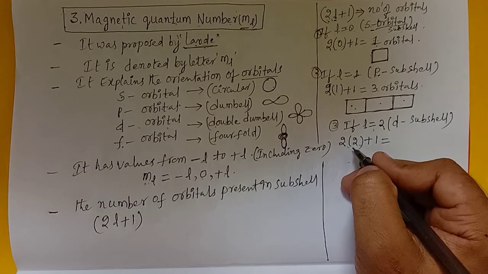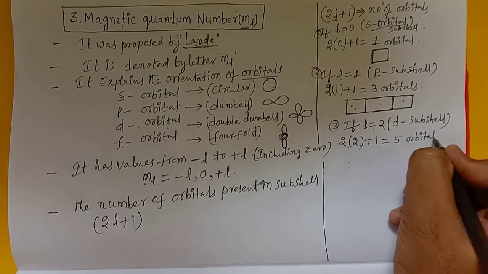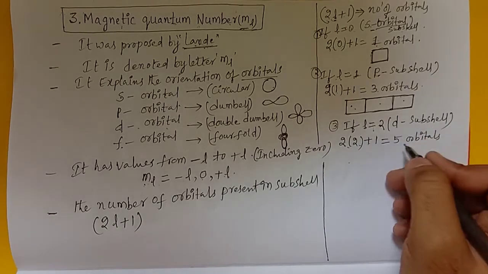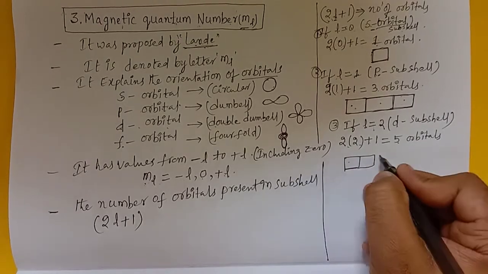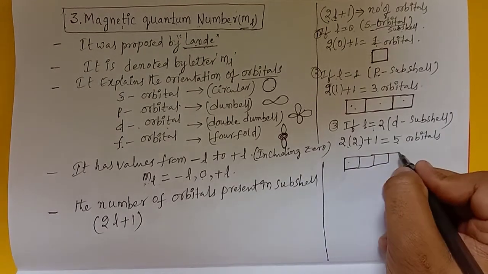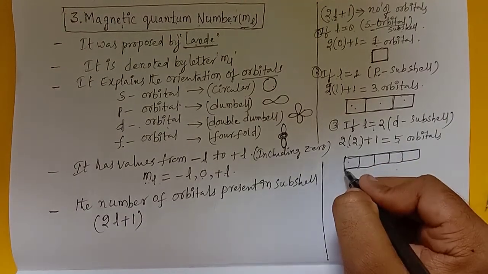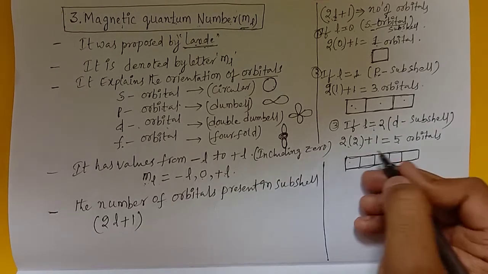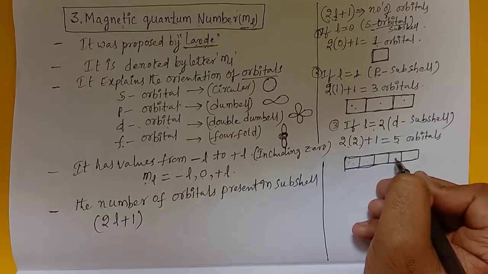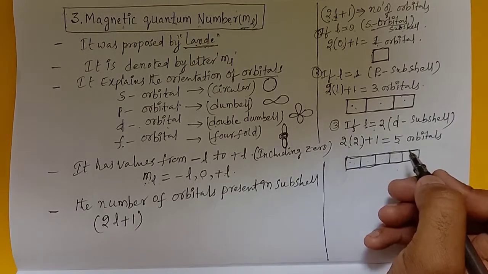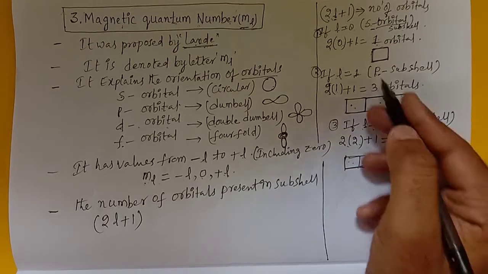2 into 2 is 4, and 4 plus 1 how much? 5. How many orbitals here? 5 orbitals. In the D subshell, how many orbitals? 5 orbitals, which means 1, 2, 3, 4, 5. So how many orbitals do we have to consider here? 5 orbitals. Observe here, 1, 2, 3, 4, 5. So how did you get these 5 orbitals? By substituting L equal to 2 in the formula.